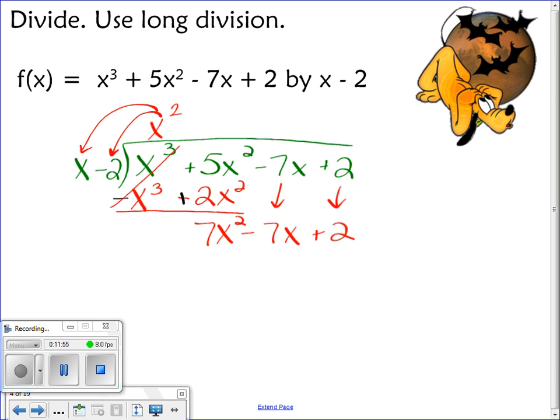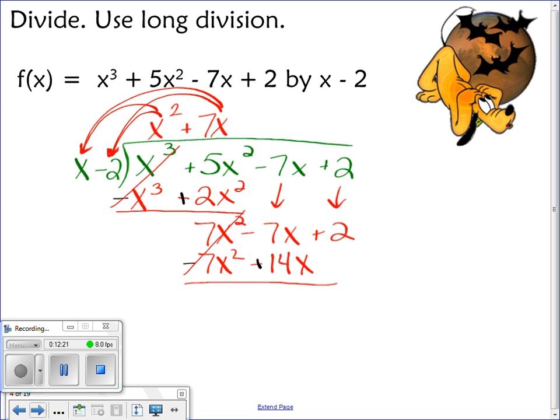What do you multiply x by to get 7x squared? A positive 7x. We'll distribute 7x times x, 7x squared. 7x times negative 2, negative 14x. And then I have to change your signs. So that cancels. 7x plus 2. All right, that comes down.